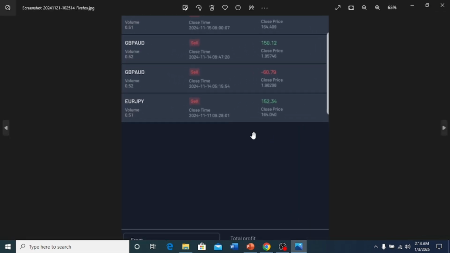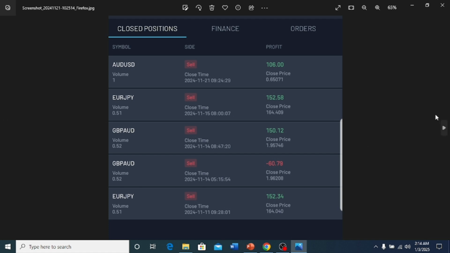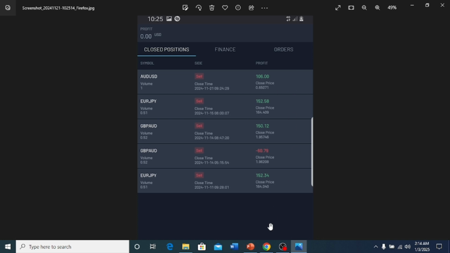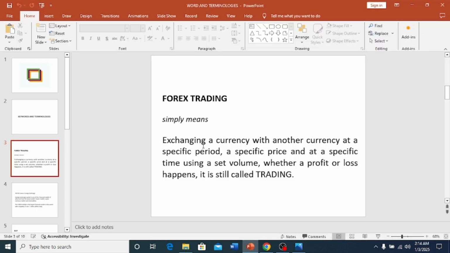Okay, now let's take for example this trade I took within 2 weeks. So now look at it. Now this is Euro JPY. I'm exchanging Euros against JPY. Now look at the volume, 0.51. And look at the time, and look at my side, and look at the profit. This side signifies profit or loss. Whether there is profit or whether there is loss is going to be signified at this side. So let's go to our definition.